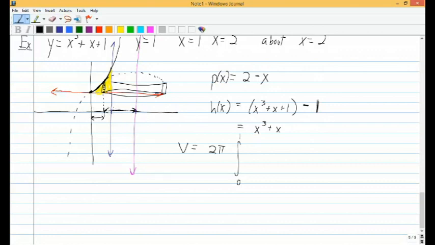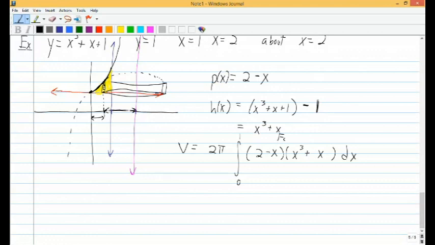Alright, and then my average radius is 2 minus x. That's how you get the radius at any point. You have to say the fixed value of 2 minus whichever x you're at, times the height of each one of the rectangles. The height is x cubed plus x. And then the width of each one of those rectangles is dx.